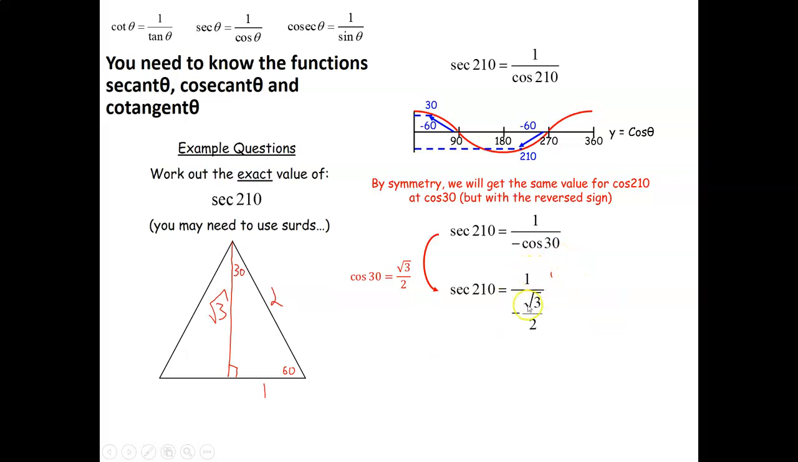And here, remember, I'm taking the reciprocal of a fraction, so that's just effectively flipping the fraction. So sec 210 equals negative 2 on root 3. Or if I want a rational denominator, negative 2 root 3 over 3.